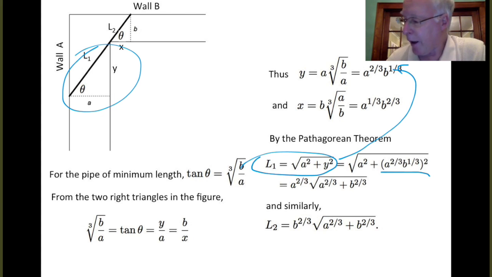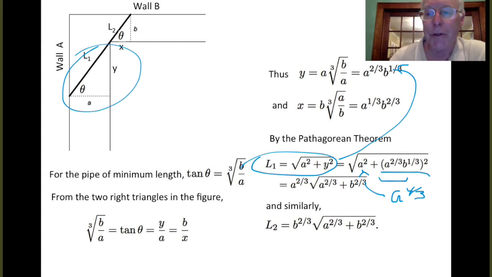And then we're going to have an a to the 2/3 squared, which you're going to pull under the radical. Now that a to the 2/3 squared becomes a to the 4/3. And if I factor an a to the 4/3 out of that one also, that a squared, we're left with a to the 2/3 in the a squared. So a little algebra, verify this, make sure you understand this, but this turns out to give us L1 as being a to the 2/3 times the square root of a to the 2/3, b to the 2/3.